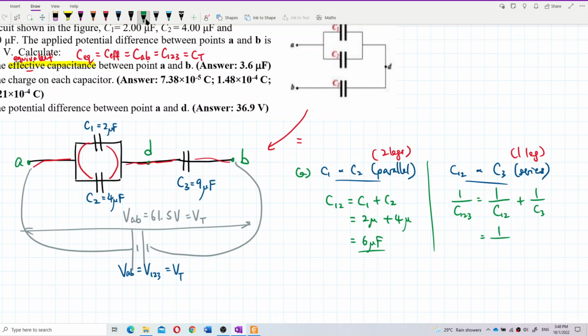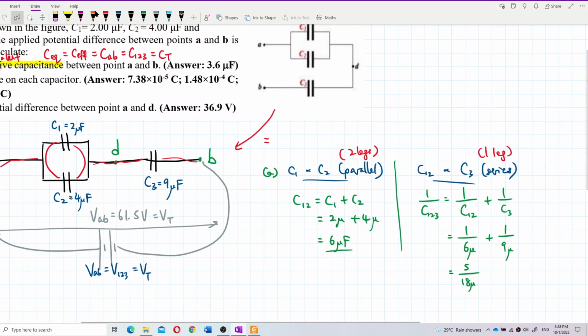C12 is 6 micro, and C3 is 9 micro. So let's calculate: 1 over 6 plus 1 over 9 is 5 over 18 micro. Is this the answer? No, this is not the final capacitance yet. This is just 1 over C123.